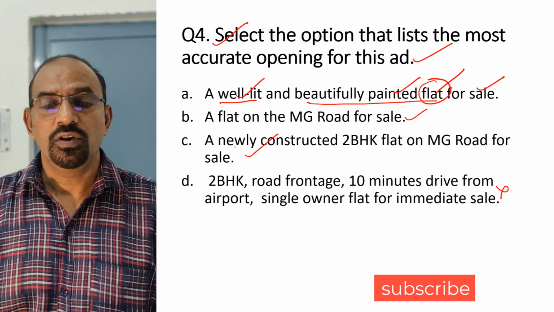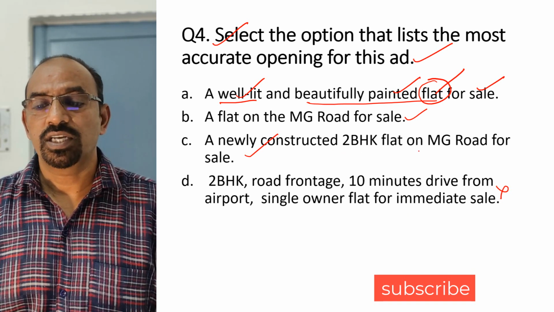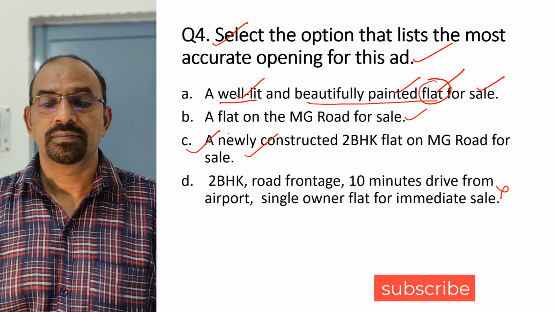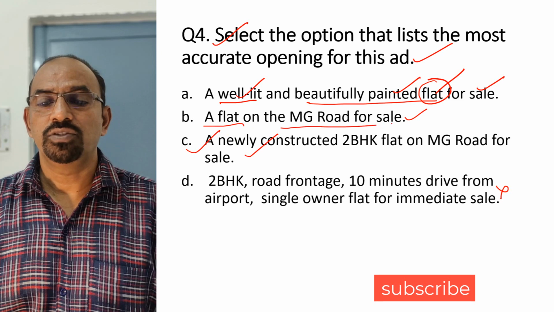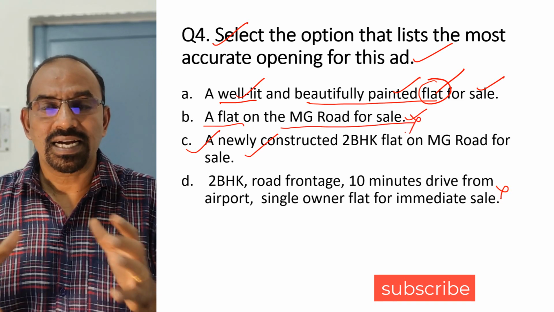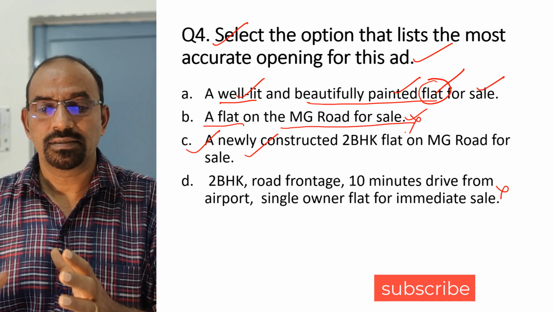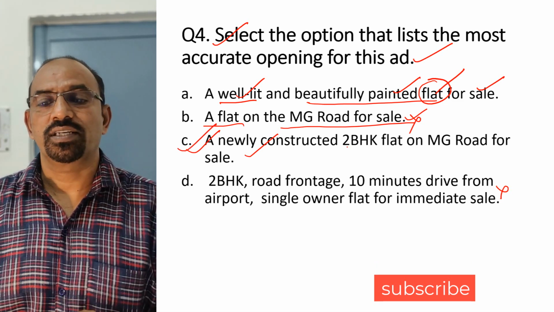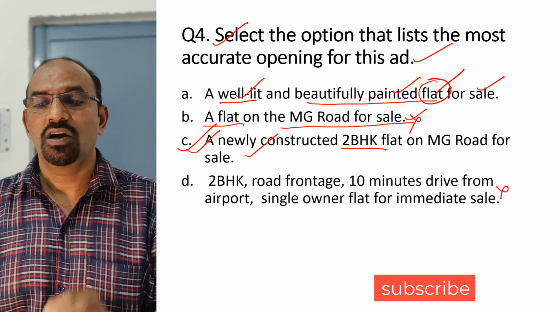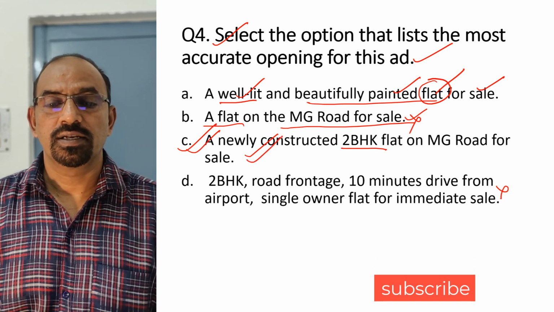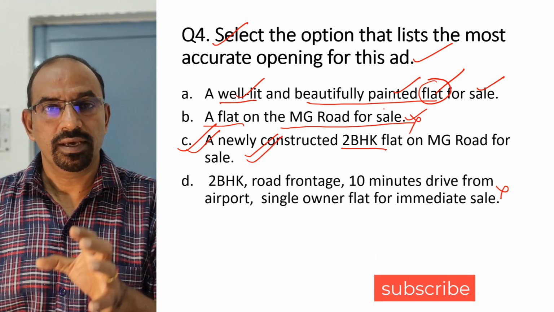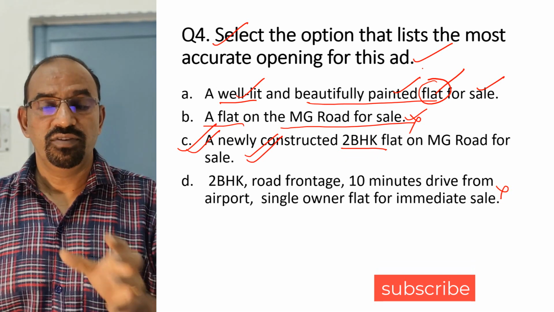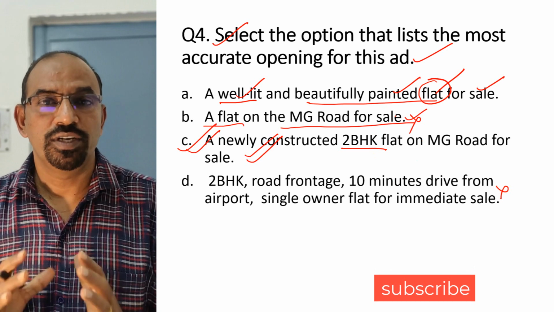So, a newly constructed 2 BHK flat on MG Road for sale. Here, a flat on the MG Road for sale doesn't contain more details. But look at the third option: a newly constructed 2 BHK flat on MG Road for sale. This can be an apt opening for this advertisement. With this, we can conclude today's lesson.